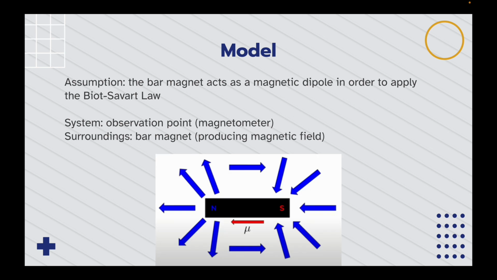Here we have a visual model of the magnetic field of the bar magnet. Notice that the magnetic field goes from south to north pole and curls around the south pole. The system is the observation point, or the magnetometer, and the surroundings are the bar magnet.